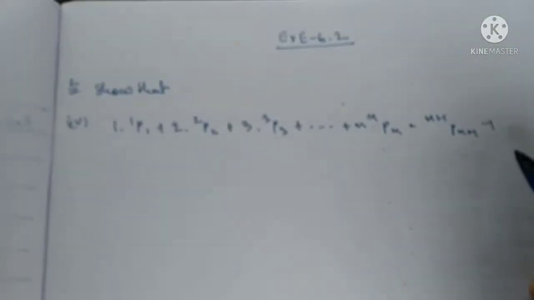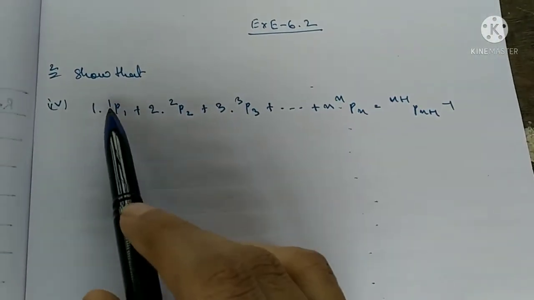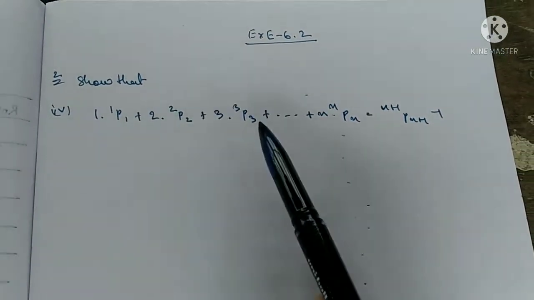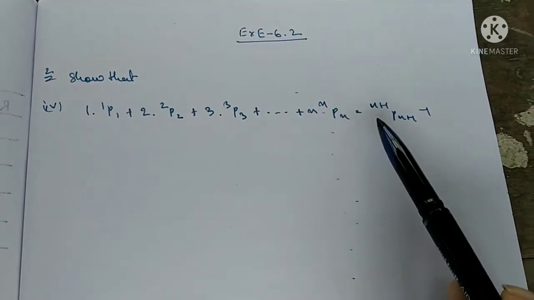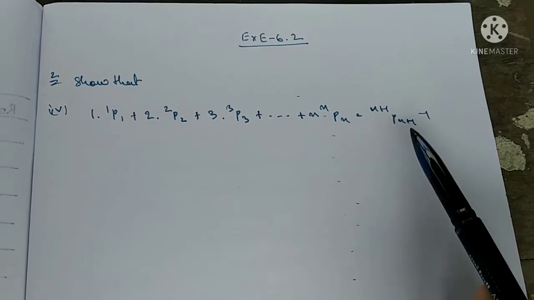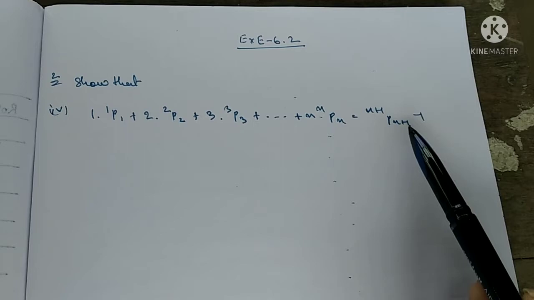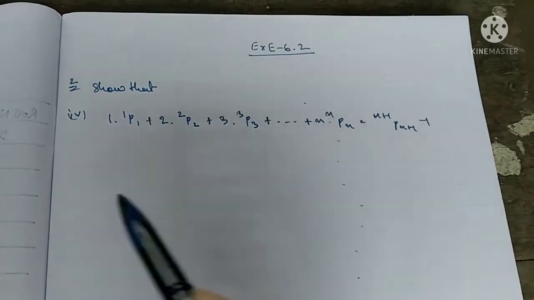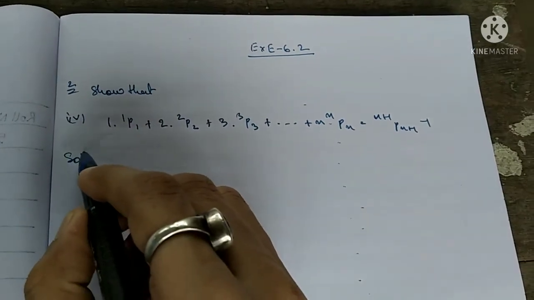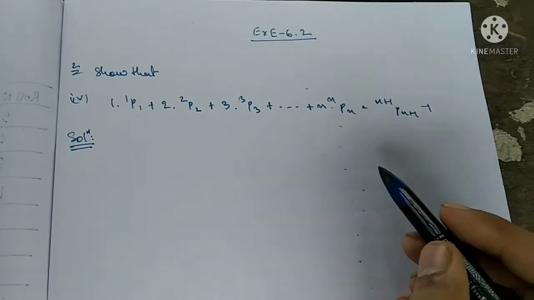Okay, so now in here you see, 1 into 1P1 plus 2 into 2P2 plus 3 into 3P3 plus dot dot dot plus n into nPn is equal to n plus 1 P n plus 1 minus 1. This is what I have to prove. In the question there is a small mistake in the r plus 1. This will be n plus 1. Okay, so you will have to correct it. So in here, solution. First of all I will write a formula here.